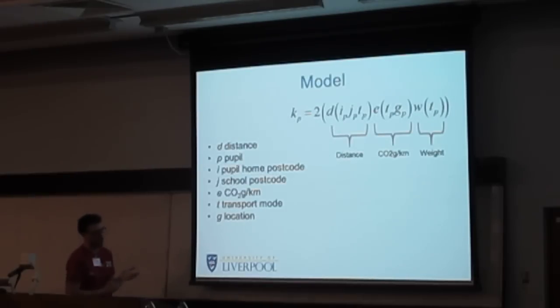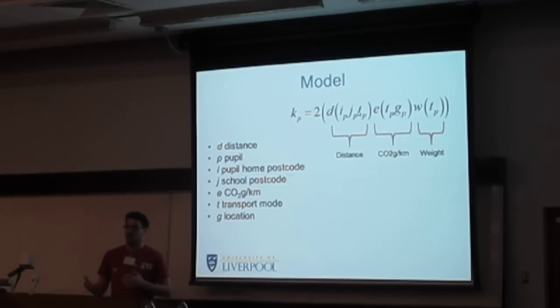And this is the model I created, and it's very similar to the model I showed you previously. You multiply distance by a CO2 value for a single pupil between two locations, the distance between I and J for a particular transport type. So the transport type refers to the network. So if you were going between two locations predominantly by train, that's a different network than if you were going by road.